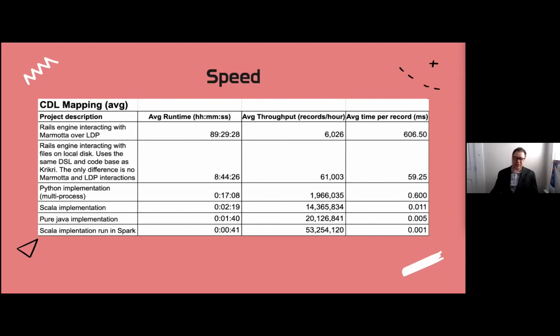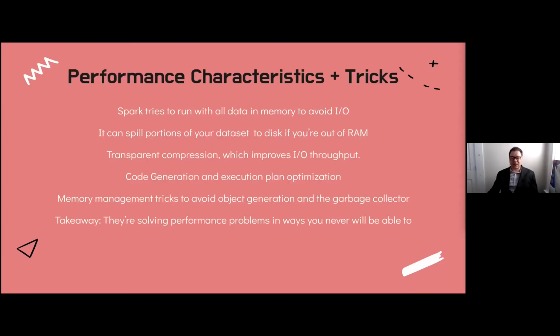Which, when you think about it, is a little weird, right? It's Scala either way, same libraries, but there are some reasons for that. Here are some examples of the tricks that Spark does to make sure your code runs as quickly as possible. Spark tries to run with all the data in memory to avoid I/O. It can spill portions of your data set to disk if you're out of RAM, so it can dynamically manage that for you.